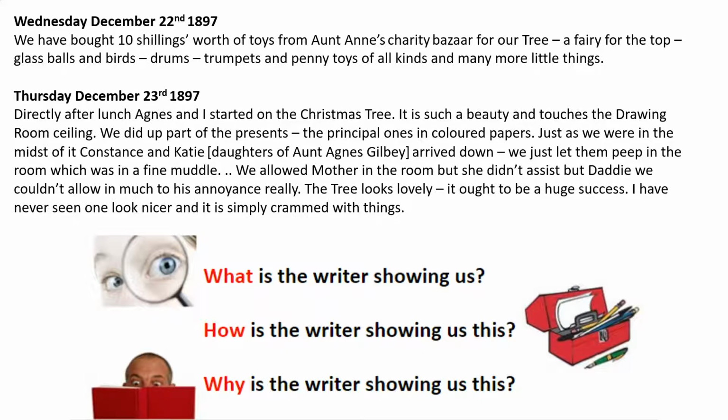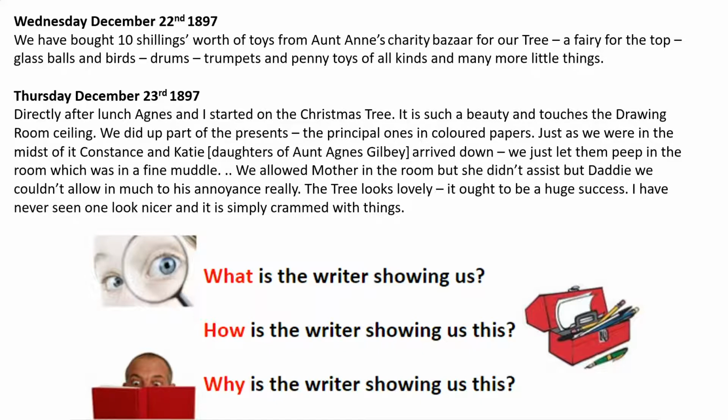So those 3 questions and those 3 pictures are there to help you think about what the important things you're being asked to do here are. Can you explain what's the writer showing us? How's the writer showing us this? Why is the writer showing us this? And if you remember those 3 pictures, it will help you when you're writing your response.